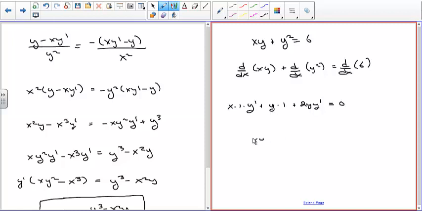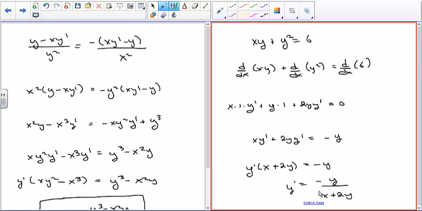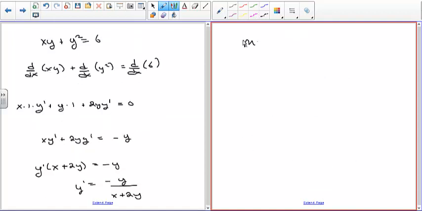So we're going to put the terms with y prime on the left-hand side. Move the other thing to the other side, which is that one. Factor out y prime and divide both sides by the term in the parentheses. Okay, so that's the derivative, which is the slope of the tangent line. So we can say m is equal to negative y over x plus 2y. And our point is 1, 2.